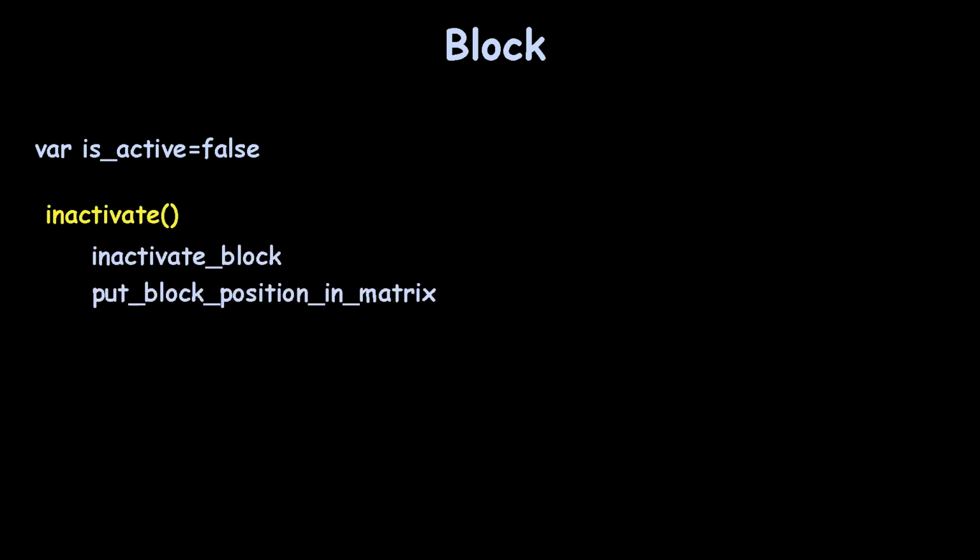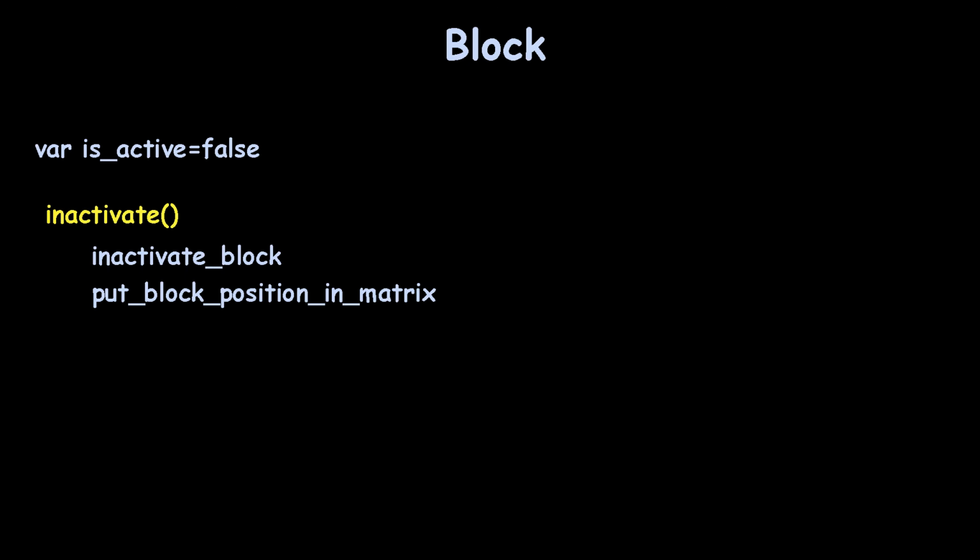Now we can take a look inside our block. First, the block has an isActive variable. This variable is used to determine if the block can be moved or not. Blocks that become inactive will be put in a matrix with its position, so that we know where they are and where to collide with them.